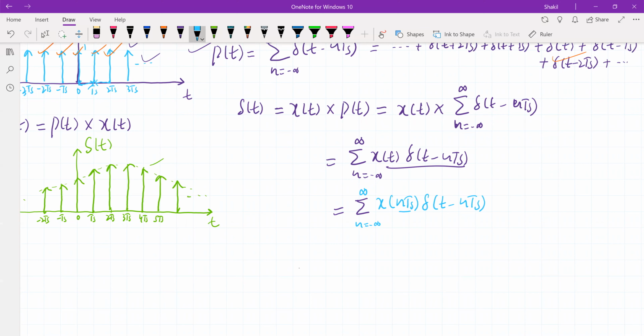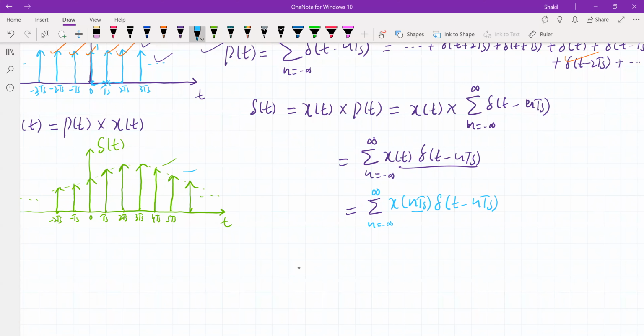N is varying from 0, 1, 2, 3 up to infinity, and from minus 1 to minus infinity. So you obtain the samples of x of t at these time instants. Now, one sample of this: when I multiply x of t with delta t minus nTs, one sample of this, I can obtain that. So I say this is x of nTs delta t minus nTs.